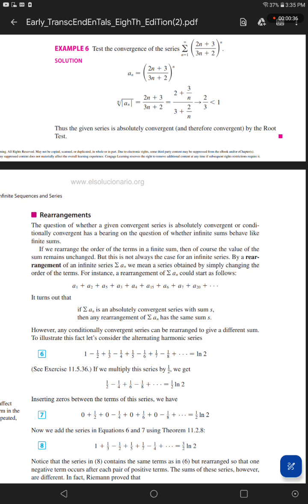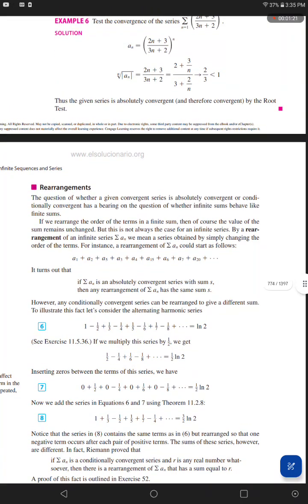The nth root of the absolute value of a sub n equals 2n plus 3 over 3n plus 2, which equals 2 plus 3 over n over 3 plus 2 over n, and approaches 2 over 3, which is less than 1. Thus the given series is absolutely convergent and therefore convergent by the root test.